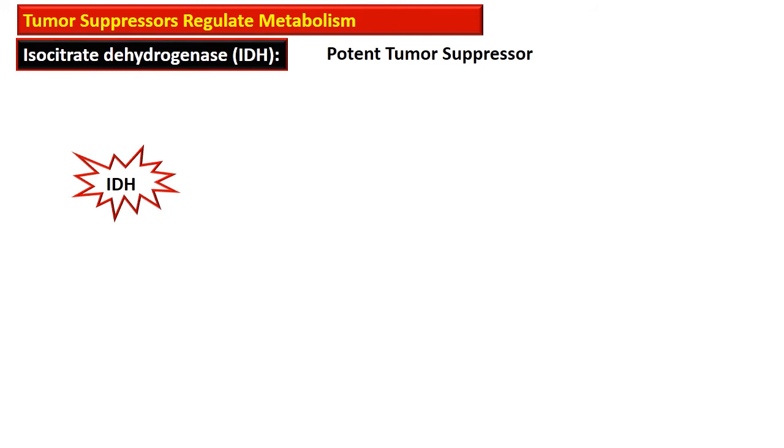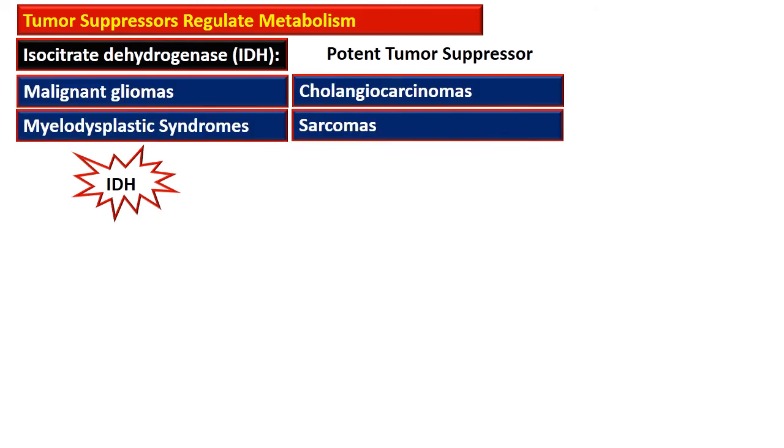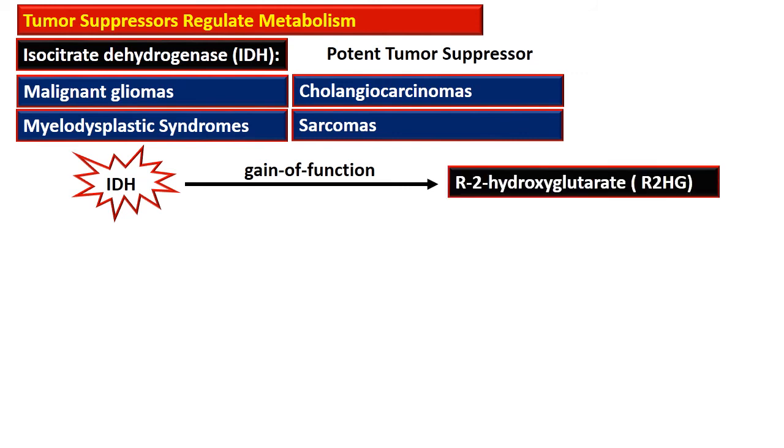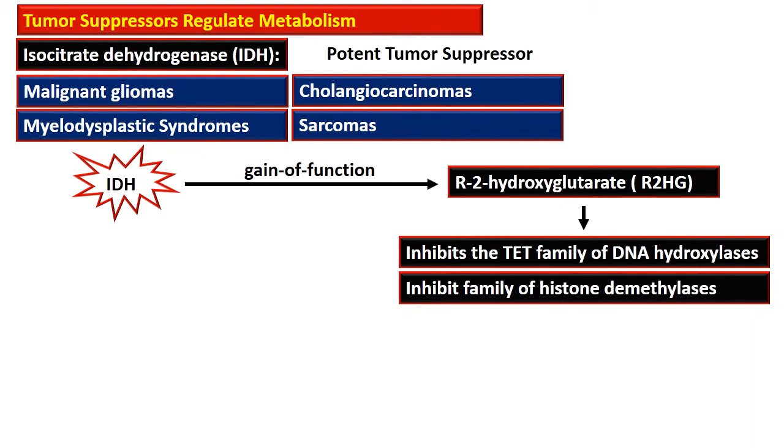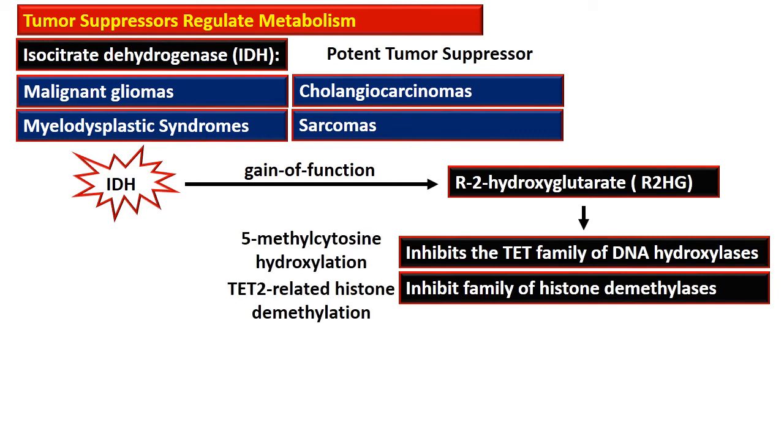The isocitrate dehydrogenase is an enzyme of TCA cycle, and it is a potent tumor suppressor. It is mutated in many malignancies such as malignant gliomas, myelodysplastic tumor, cholangiocarcinomas and sarcomas. The gain of function alteration will result in a different production of the protein, that is R2 hydroxyglutarate, and this will inhibit the TET family of DNA hydroxylases, and it also inhibits the family of histone demethylases.